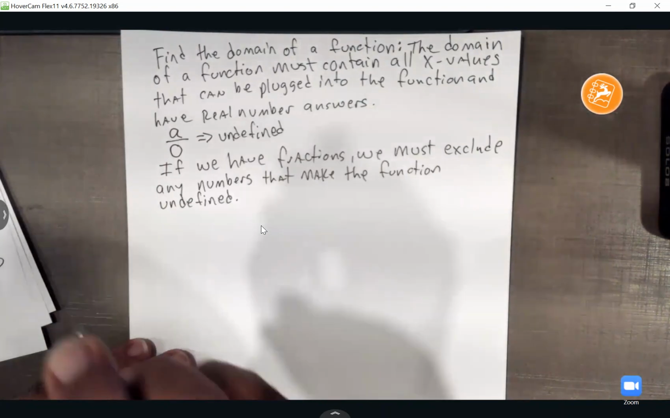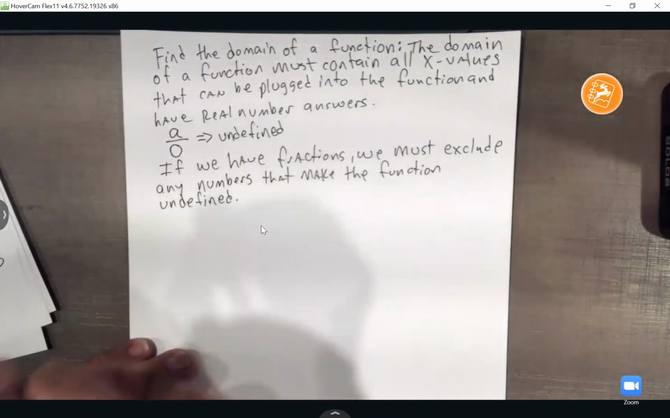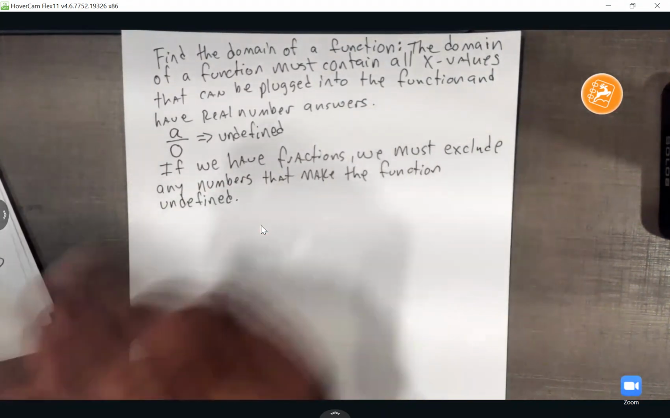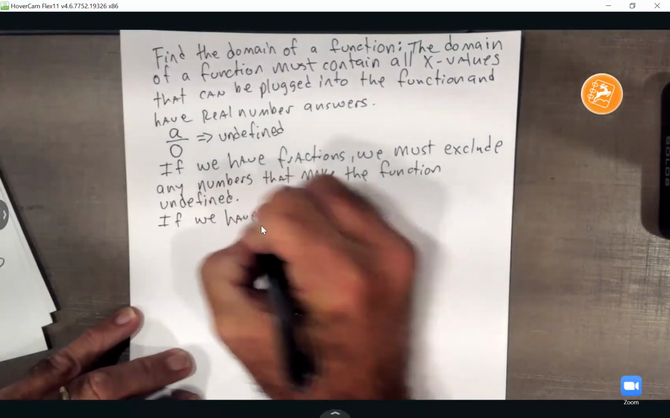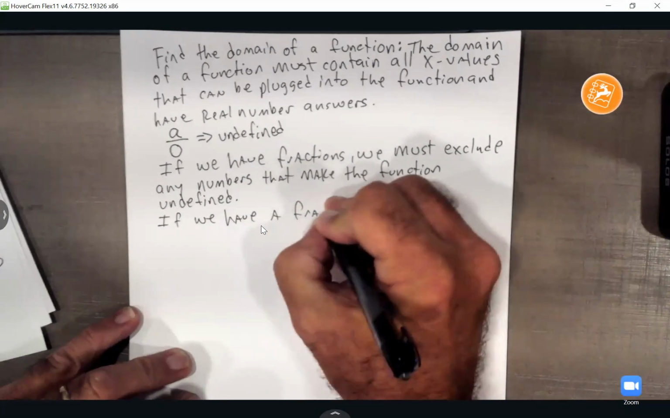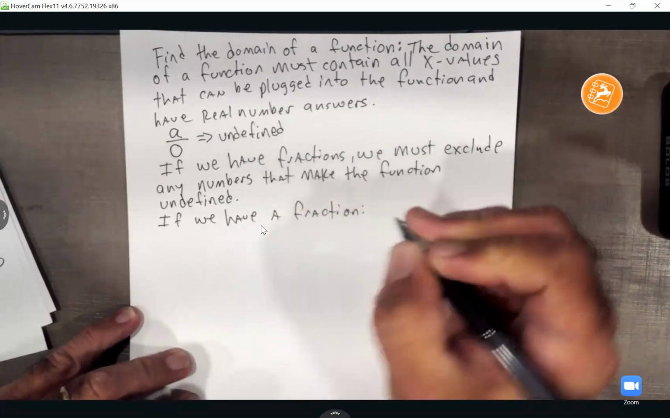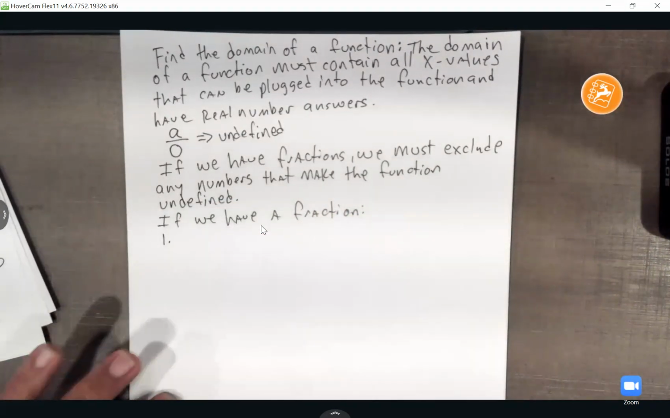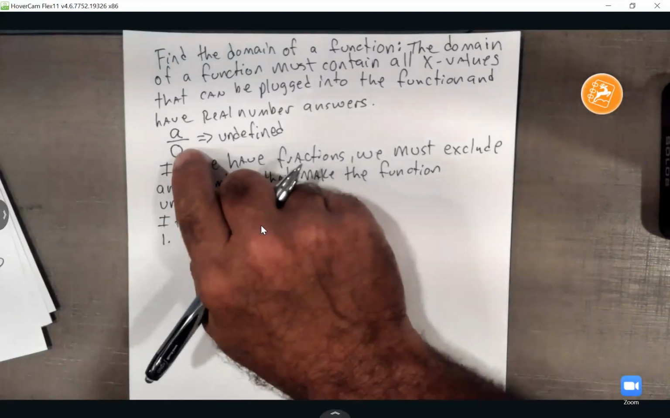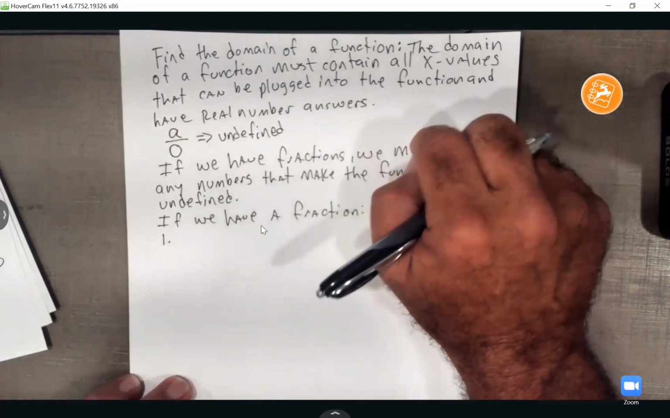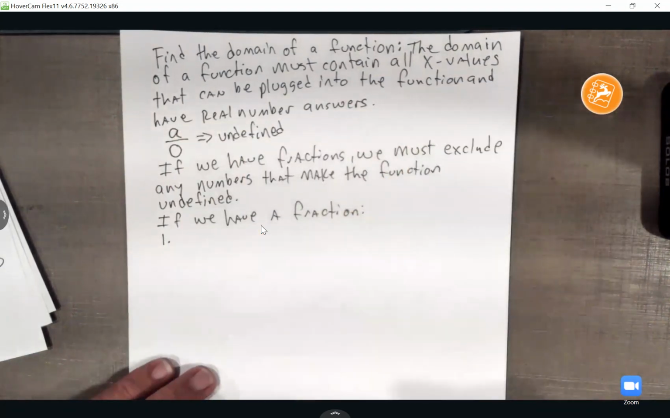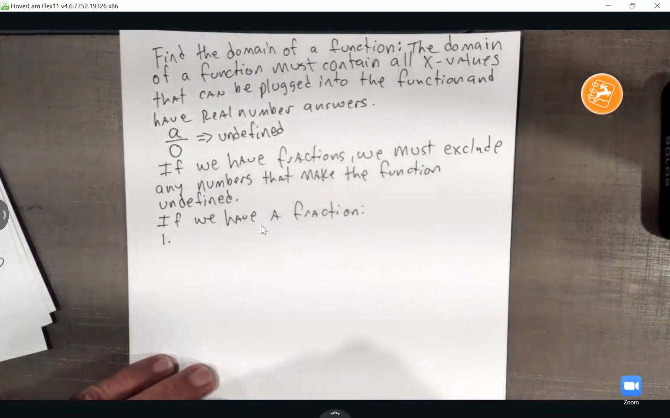So what we do, if we have a fraction, here are our steps. Now remember, I'm only worried about that denominator equaling 0, right? The top can be 0. 0 divided by 3 would be 0 and so on, okay? So the top can be 0, just not the bottom.